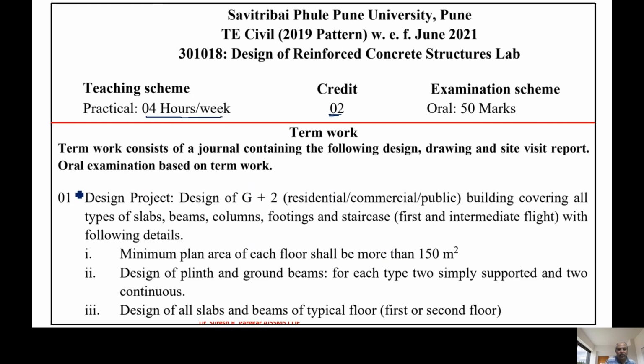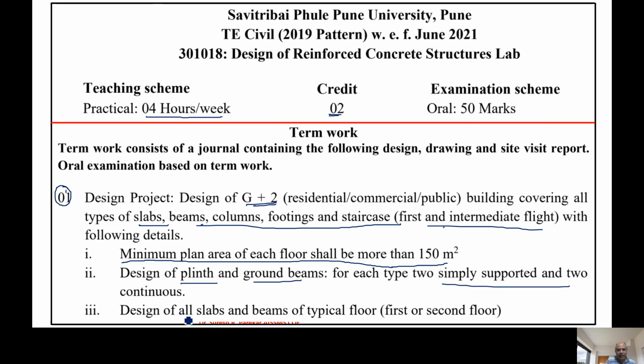You can see we have 3 exercises. One, we have a design project, design of G+2. This is most important. Residential, commercial, public building covering all types. Now we have slabs, beams, columns, footing and staircase, first and intermediate flight. We have to choose a minimum plan area of 150 square meters. Then what we have to design: plinth and ground beams, each type 2 simply supported and 2 continuous. Then design of all slabs and beams of typical floor.